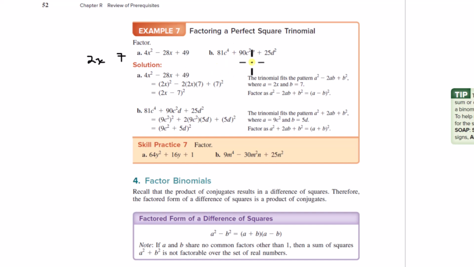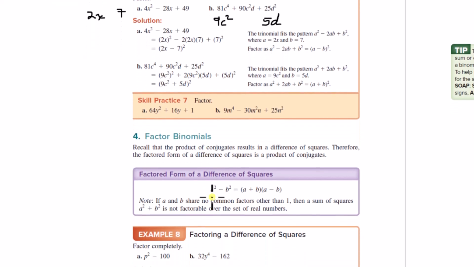Okay? So if we look here, we inspect this and see, okay, well, 81's a nice squared number, c to the 4th. Okay, so 9c squared, all right, 25d squared, that's 5d. So take 2 times this times this. 9 times 5 is 45. 45 times 2 is 90. c squared d. There we go. And this is a plus here, so it's going to be 9c squared plus 5d squared.